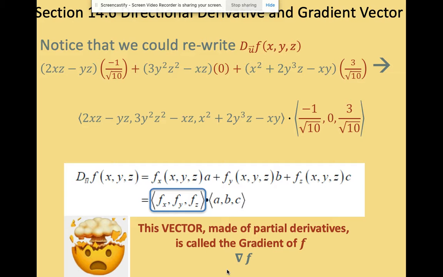The gradient of f is a vector, right? The directional derivative is a value. It's a slope. It really is the result of a dot product. The gradient is a vector. Right? It is a vector made up of the partial derivatives. The gradient vector.